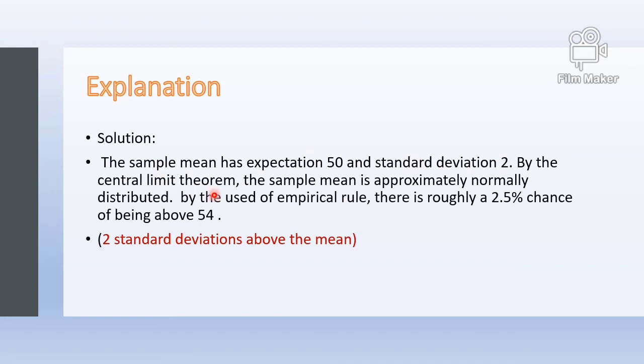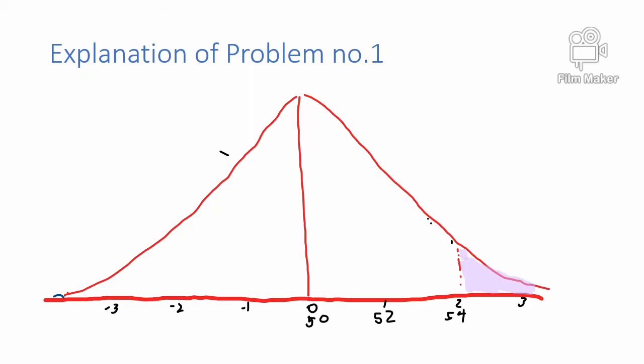By the central limit theorem, the sample mean is approximately normally distributed. By the use of the empirical rule, there is roughly a 2.5% chance of being above 54, so two standard deviations above the mean. If we graph the empirical rule by the mean, we have 50, 52, and 54. The next will be 56. So this will be the explanation for number 1. So it is normally distributed.